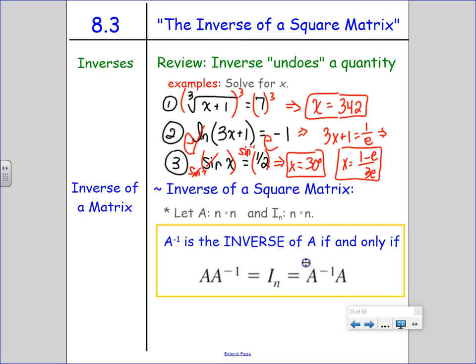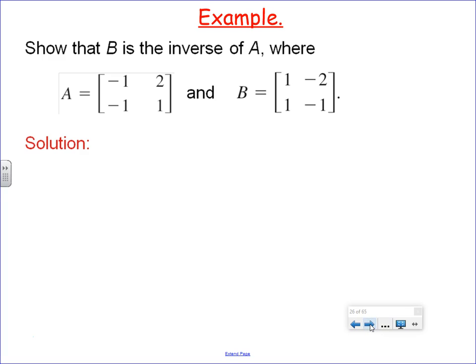So if this is the definition of what it means to be an inverse multiplied by a matrix, it goes down to the identity. Once again, any non-square matrix will not have an inverse. So, what did I just say? If we need to show that one's the inverse of the other, we multiply. So, multiply A times B, multiply B times A.